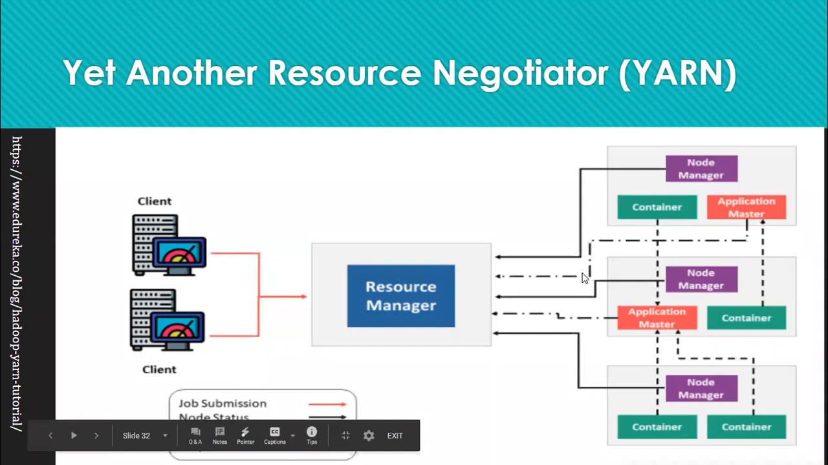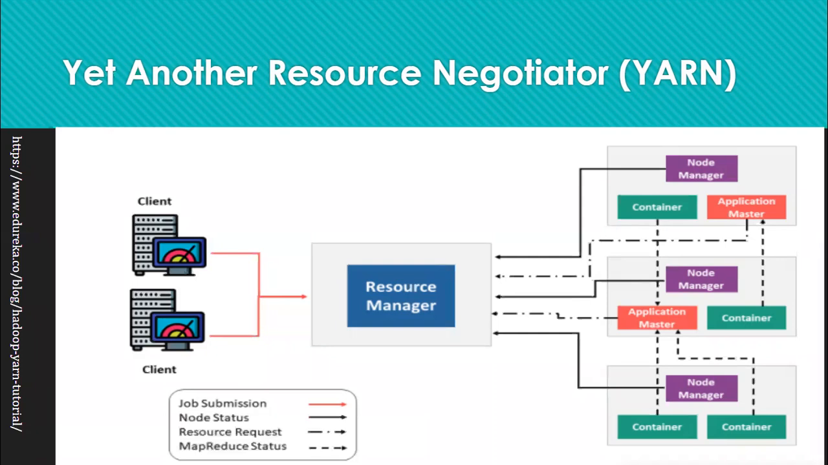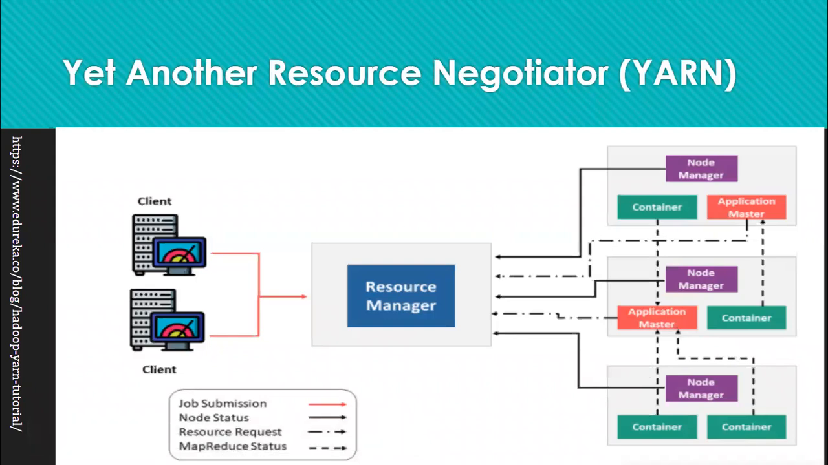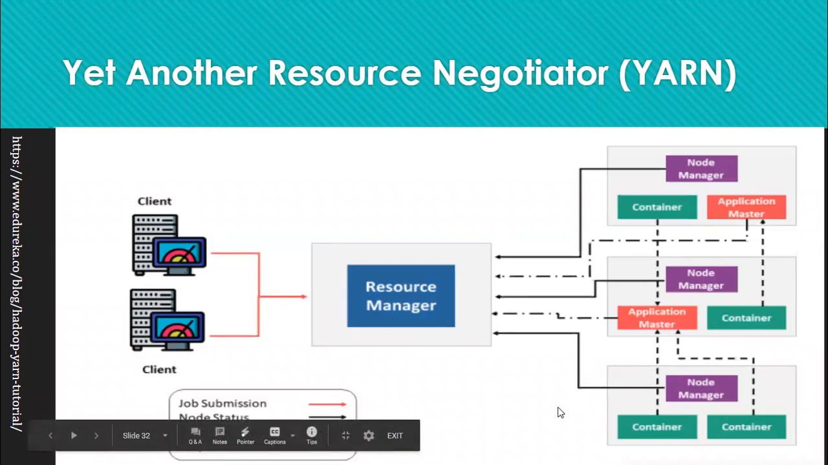Then this third type of arrow, which is coming from the application master to the resource manager, is a resource request, where to run that particular application, whatever resources are required by that application, it requests those resources from the resource manager. And the last one is MapReduce status, which is between one container and another container, or from a container to the application manager, where the container checks the status of MapReduce, meaning whatever job has been given, at what status that job is in a working state.